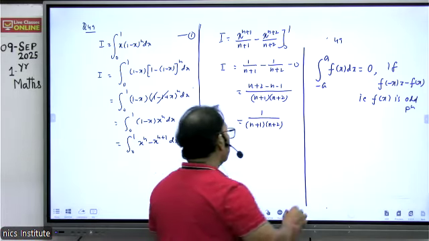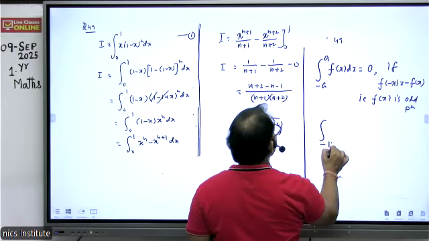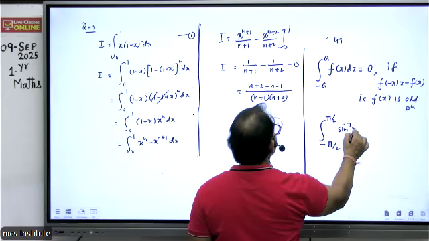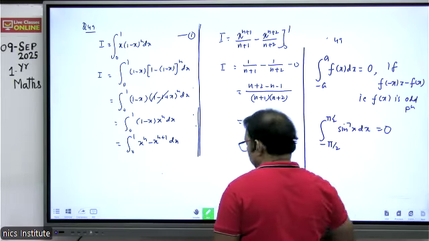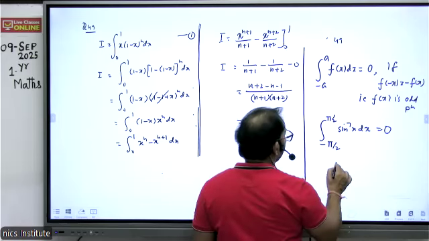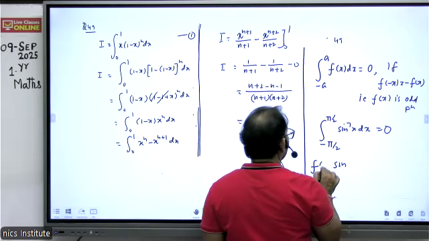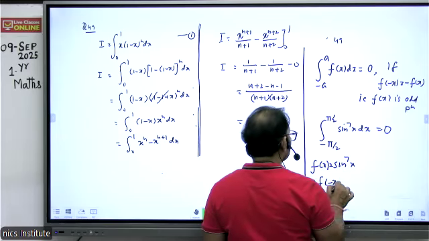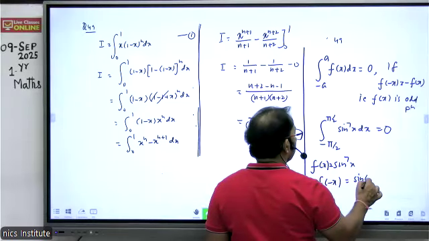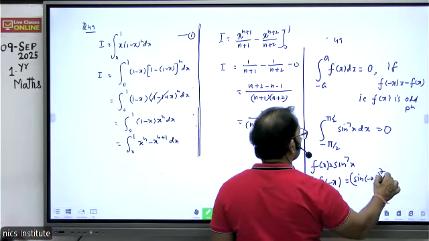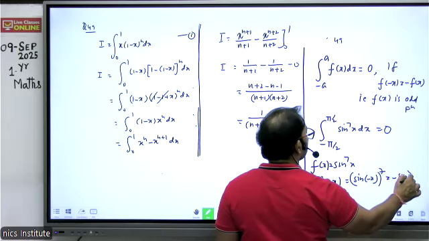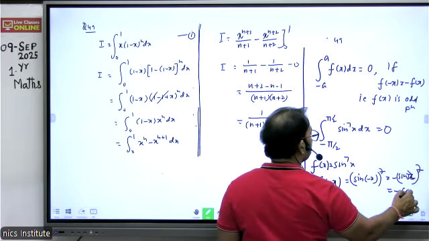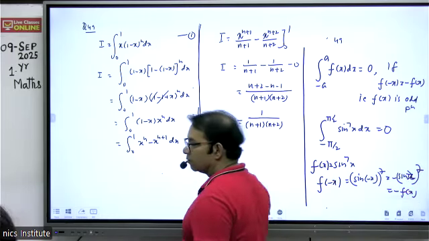For example, if we come across a question, minus pi by 2 to pi by 2 sine to the power 7x dx, the answer would be straight away 0. Why? Because it is an odd function. So you have to show it. F of x is sine to the power 7x. F of minus x would be sine minus x whole raised to power 7, which is minus sine x to the power 7. So it is an odd function, therefore it will be 0.